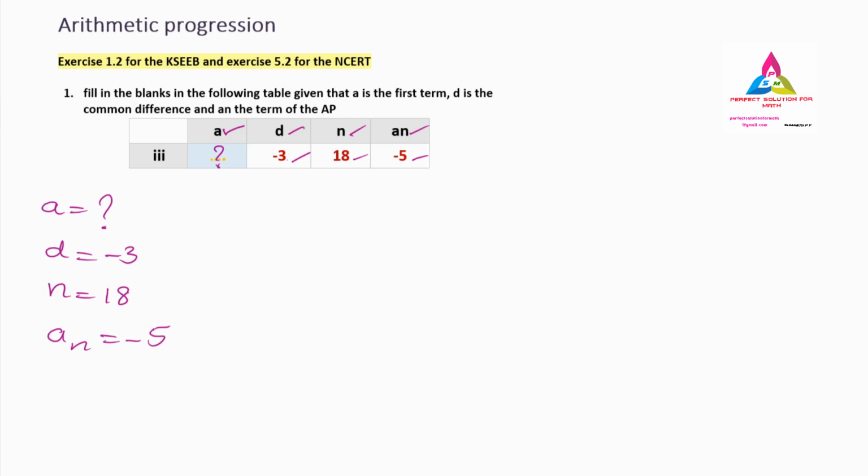What is the formula? Again, no need to tell, that you already know. That is an is equal to a plus n minus 1 into d. Remember this formula, where an is the nth term, a is the first term, n is the number and d is the difference. So we will substitute now. The an value is already given, minus 5. Write down that minus 5. The a value is not given, so write down a as it is. Plus, what is the n value? The n value is 18. Substitute that: 18 minus 1 into d. The d value is nothing but minus 3.